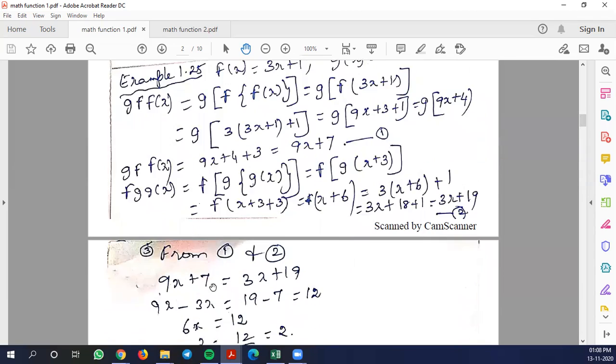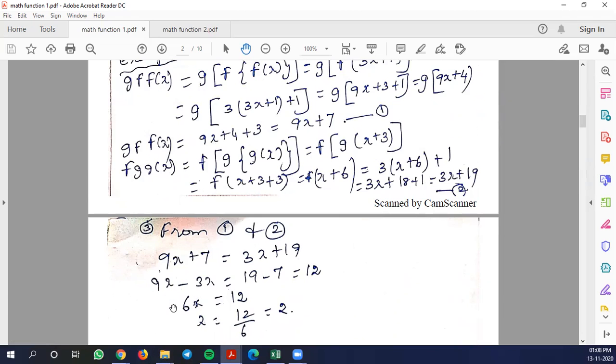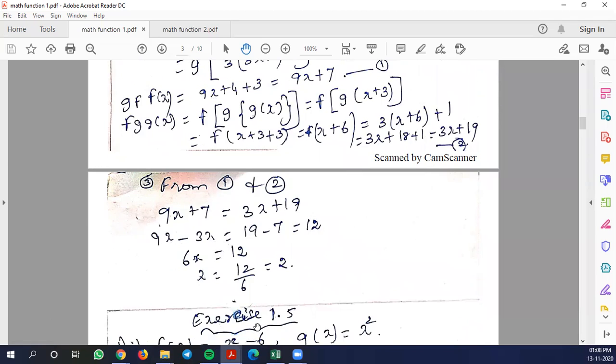So from 1 and 2, here what is given? Both are equal, it is given. From 1 and 2, 9x plus 7 is equal to 3x plus 19. So 9x, bringing this one, minus 3x. 19 plus 7, if it goes, minus 7. So 19 minus 7 is 12. 6x equal to 12. x equal to 12 by 6, it is 2.